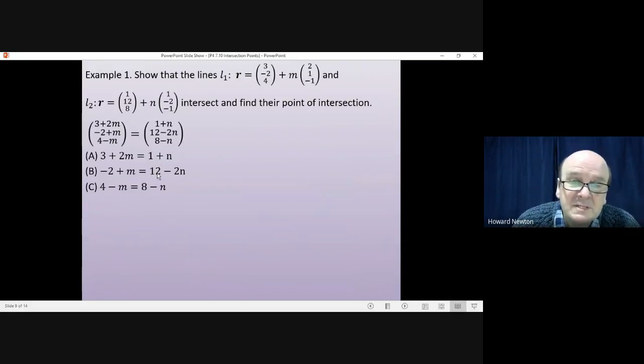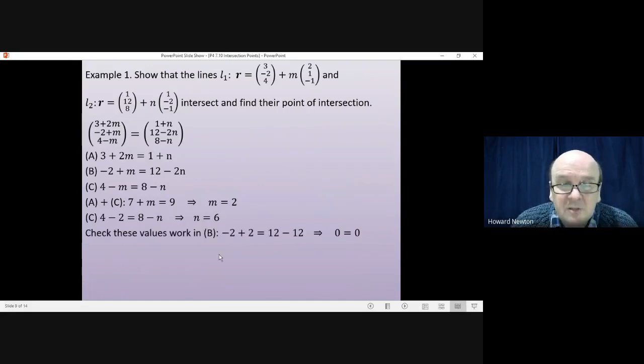Now I've got a set of three simultaneous equations, but only two unknowns. So I need to choose one pair first of all to find m and n. I'm going to choose A and C, because if I add A and C together, the n's will cancel, and that'll give me 7 plus m is 9, and m equals 2. And then using equation C, that would give me 4 minus 2 is equal to 8 minus n, which means n is equal to 6.